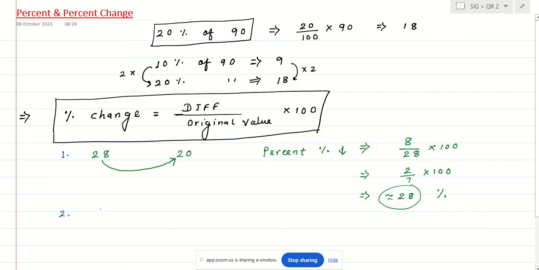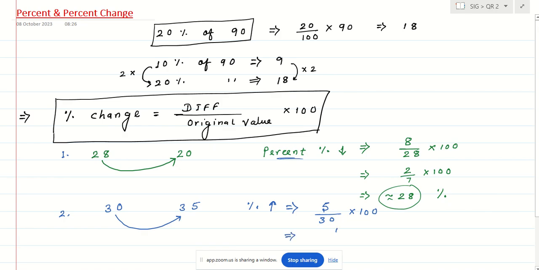Now let's say you have a number 30. Now you got a number, let's say, 35. Now the question is to find the percentage increment. So increment is from where to where? Lower to higher. So what is the original value here? 30. Correct? So the same. How much is the difference? 5. What is the original value? 30. And multiply into 100. That's all.